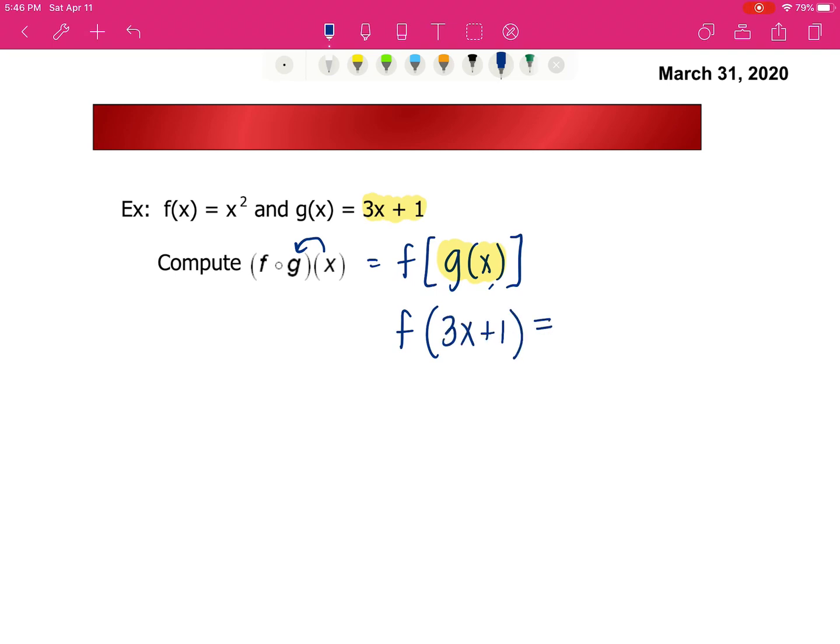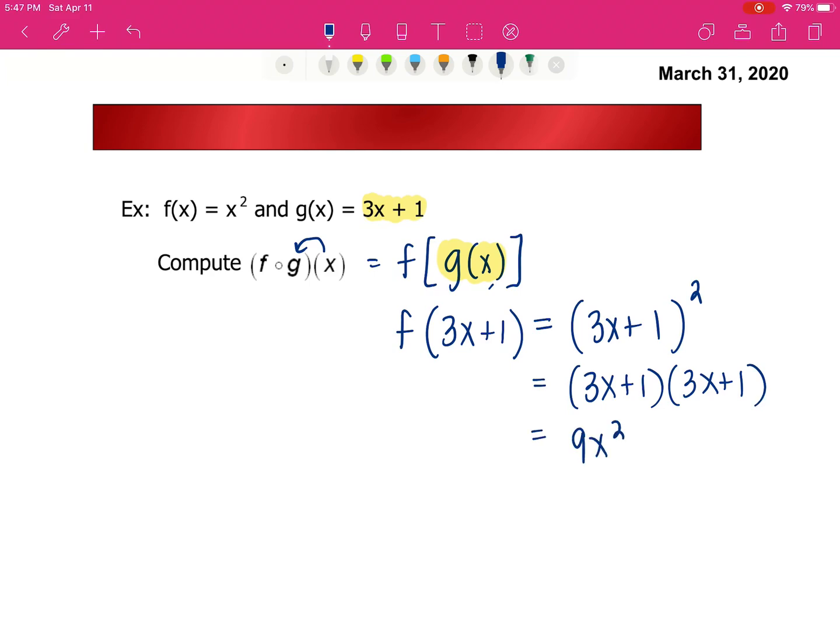Now I'm going to go to the f function, which is x squared. And everywhere I see an x, I'm going to put parentheses. And then I'm going to put 3x plus 1 in its place. 3x plus 1 squared is the same thing as 3x plus 1 times 3x plus 1, which FOILed out is 9x squared plus 6x plus 1.